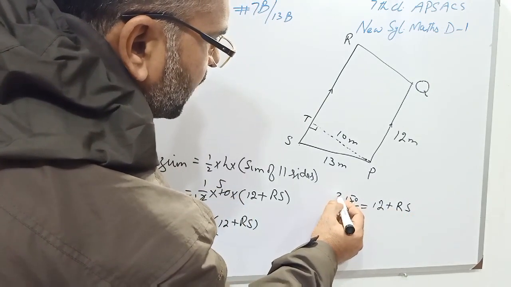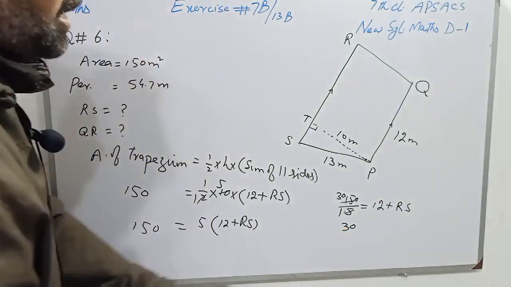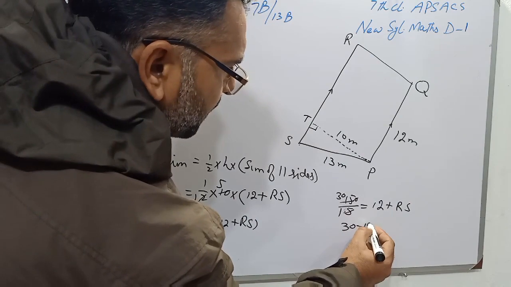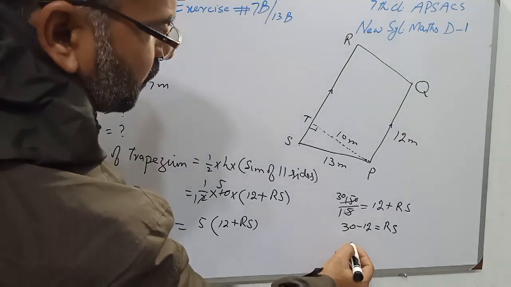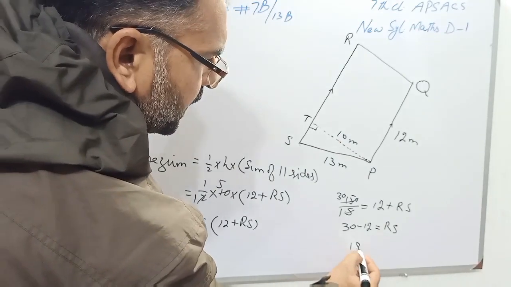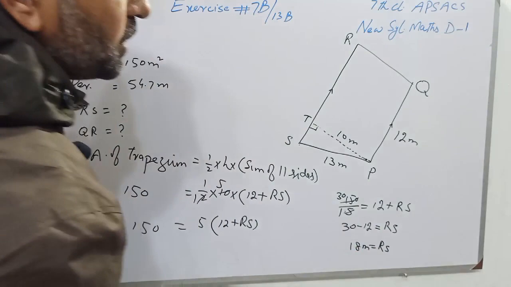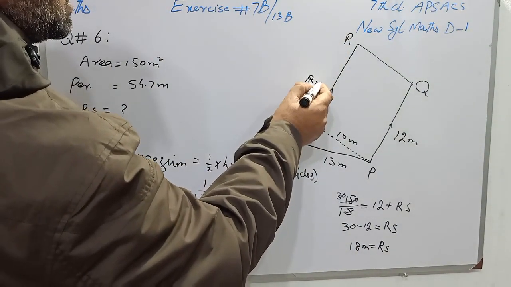5 1s are 5, 5 3s are 15, 5 0s are 0, so it will become 30, and 12 is plus on the right side. When we transfer it to the other side, it will become minus, so 30 minus 12 is equal to RS, and when we subtract 12 from 30, we will get 18 is equal to RS. So the value of RS is 18 meter.